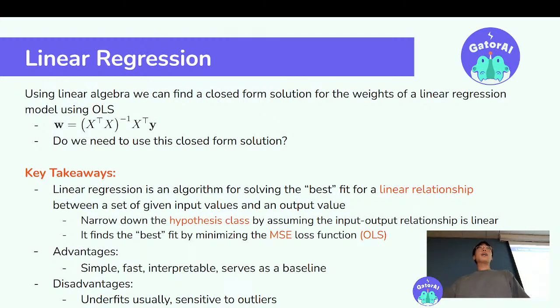Okay, so we've finally calculated the best weights, in terms of mean squared error, for the linear regression model. Do we actually need this closed form solution? We actually don't. Solving the partial derivatives, setting them equal to 0, and solving that system of linear equations can be very difficult, even with linear algebra, which is specifically designed to solve systems of linear equations.